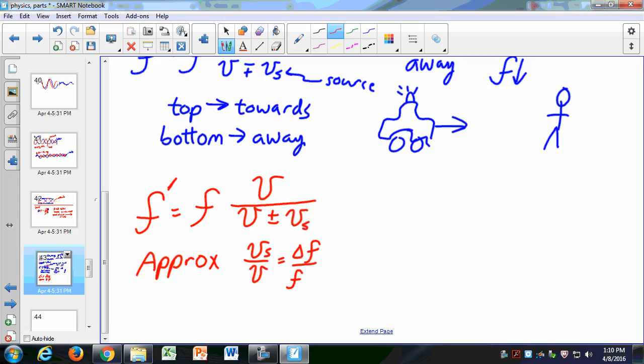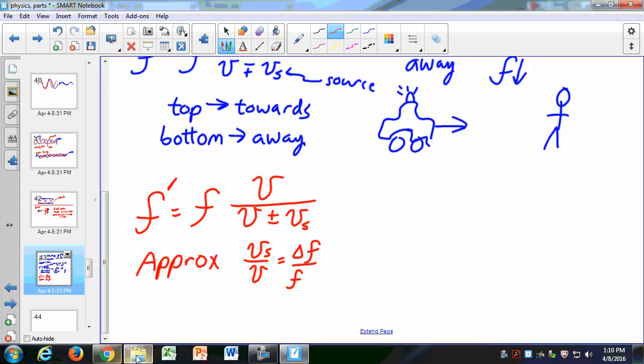If my frequency is increasing, that means I'll have a lower value of this subtraction. So if your frequency is going to increase, you want this to be a small number. So this would be V minus Vs. And then that would make this a big number over a small number, which would cause your perceived frequency to increase. Let's try a couple problems.